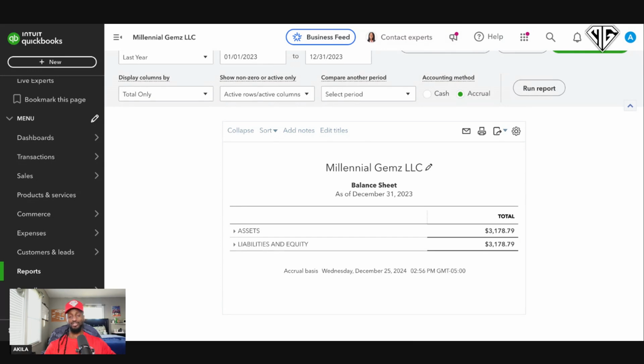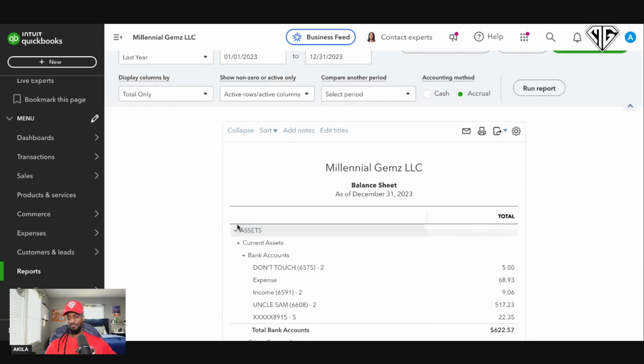So your balance sheet shows you your business's financial health. The balance sheet is just broken up into three sections: your assets, your liabilities, and the equity, right?